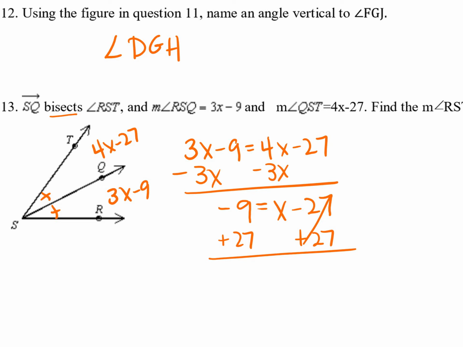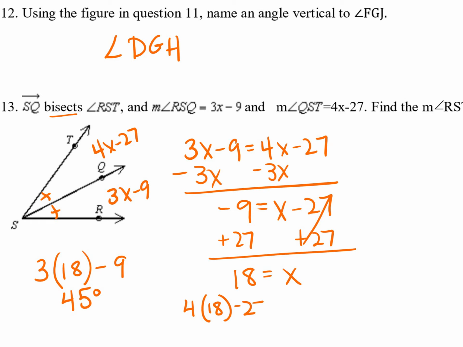Yeah. 18 equals x. And then to actually find the measure of the angle, the whole thing, I need to substitute. So come back in here, 3 times 18 minus 9. That's going to equal 45 degrees. And we should be able to get the same result if we substitute 4 times 18 minus 27. And that equals 45 degrees.